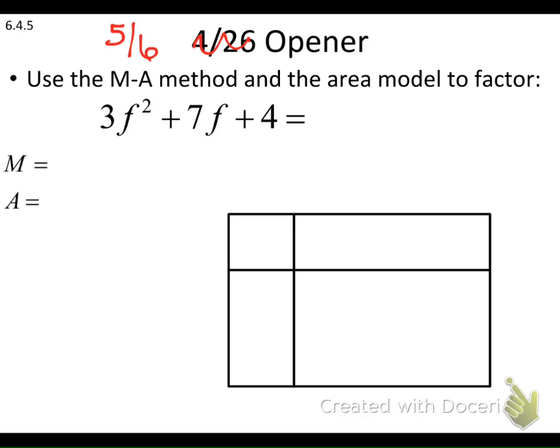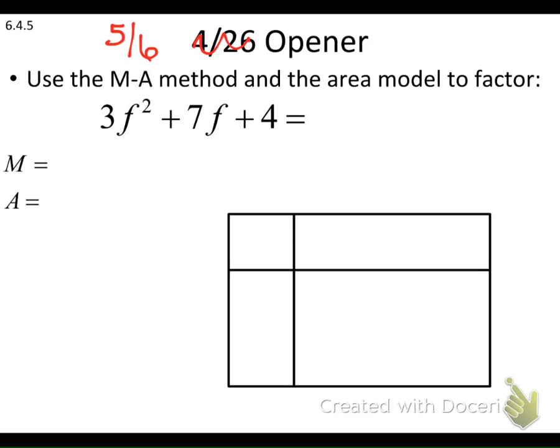The directions say, use the MA method in the area model to factor. So what I recommend that you do is get your notes out from last week where it says using MA method to factor and have those out. Remember, we didn't take notes on the front side of that sheet. We just started on the back sheet. I would use those 5 steps to help determine how to get this started.